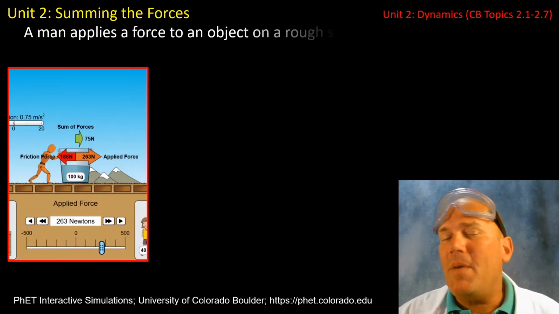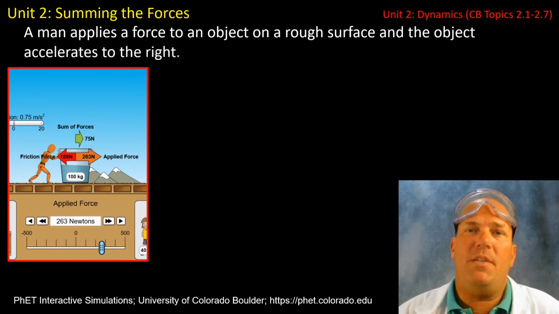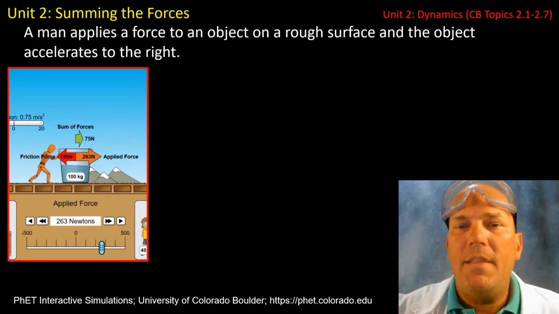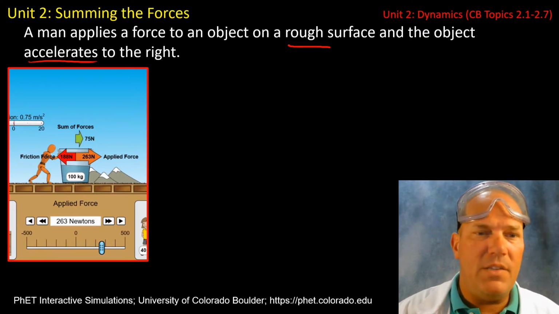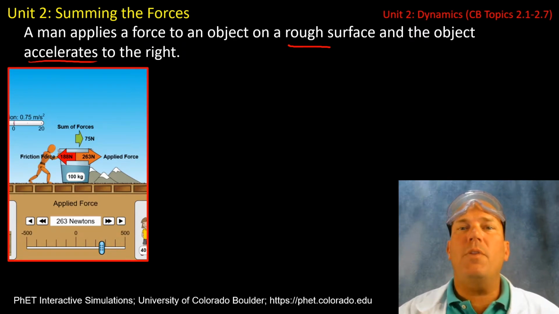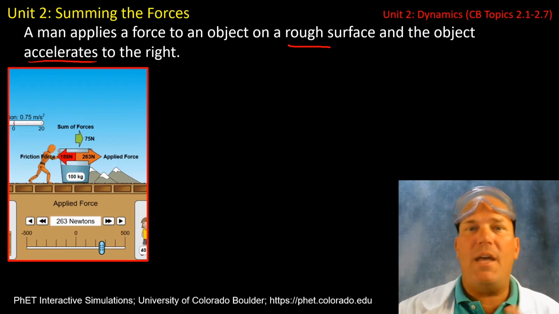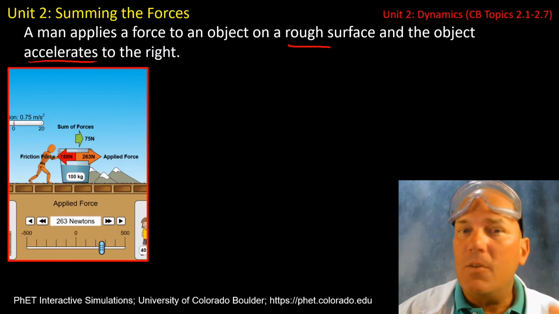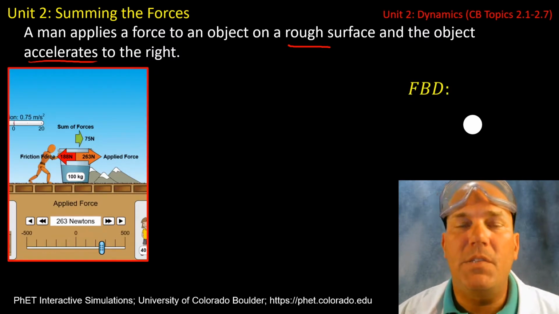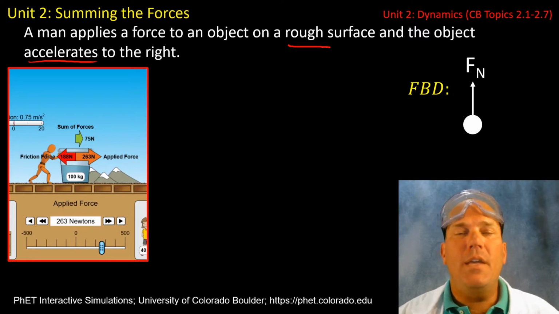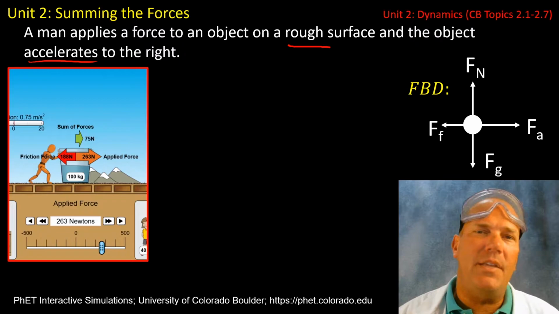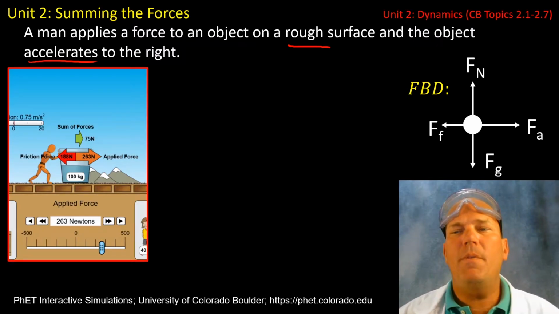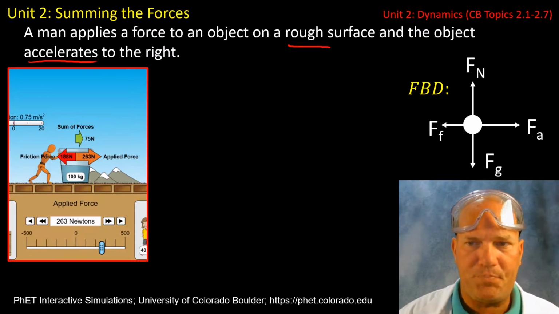Okay, here we have a man applying a force to an object on a rough surface, and the object accelerates. That's important. Rough implies there is friction, and acceleration implies that there are unbalanced forces acting in the horizontal direction. Let's start with our free body diagram. Again, we have force normal, force of gravity, and this time we have two forces acting in the x, or horizontal. We have the rightward force applied, and we have the leftward force of friction.